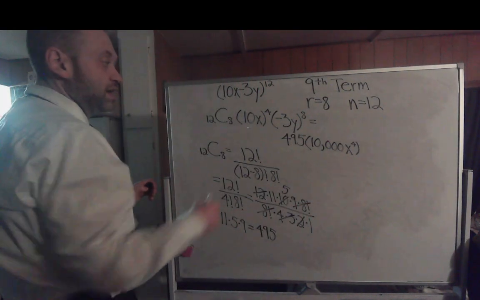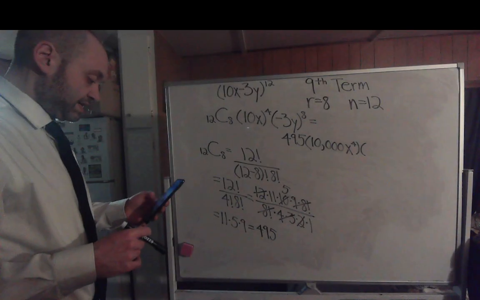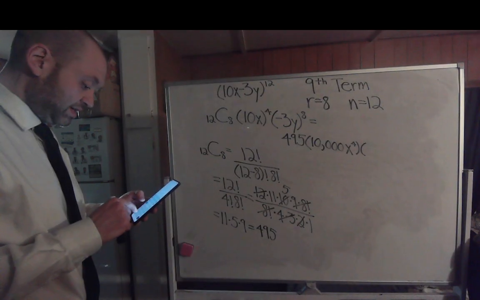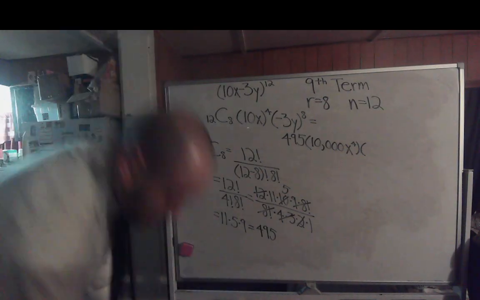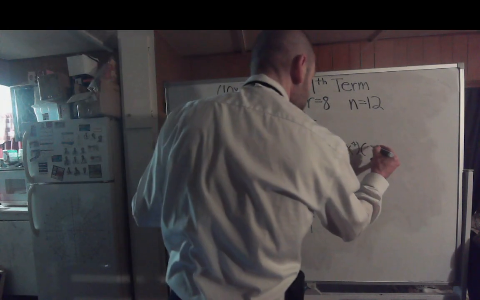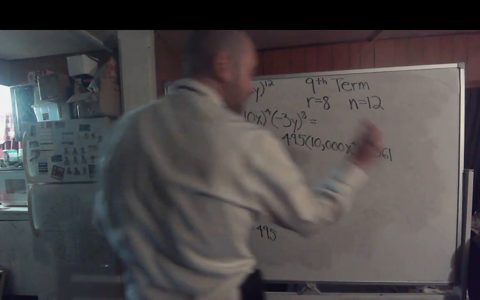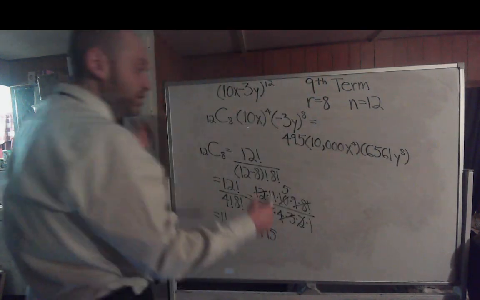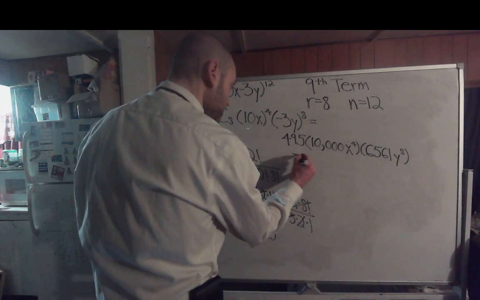Now we got to figure out that -3y to the 8th. So let's take that -3y to the 8th. So start with that negative 3 to the 8th itself. That's going to be 6,561. And then you just have a y to the 8th. So now you just multiply all this together and, well, you'll have your 9th term.